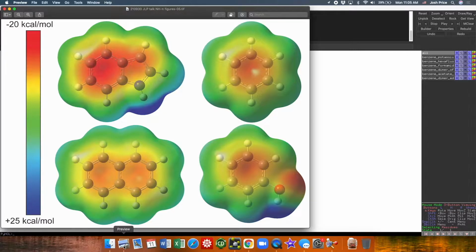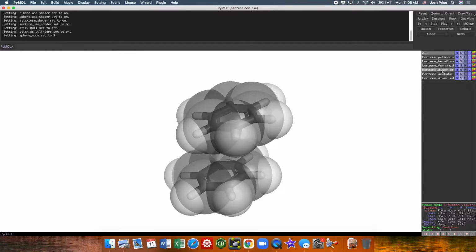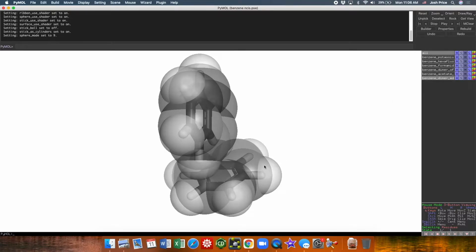You just want electron poor stuff interacting and touching electron rich stuff, right? So if the edge of the ring is electron poor and the face of the ring is electron rich, maybe you've got a T-shaped interaction, right? So I'll show you what that looks like. No, that's not it. There we go.